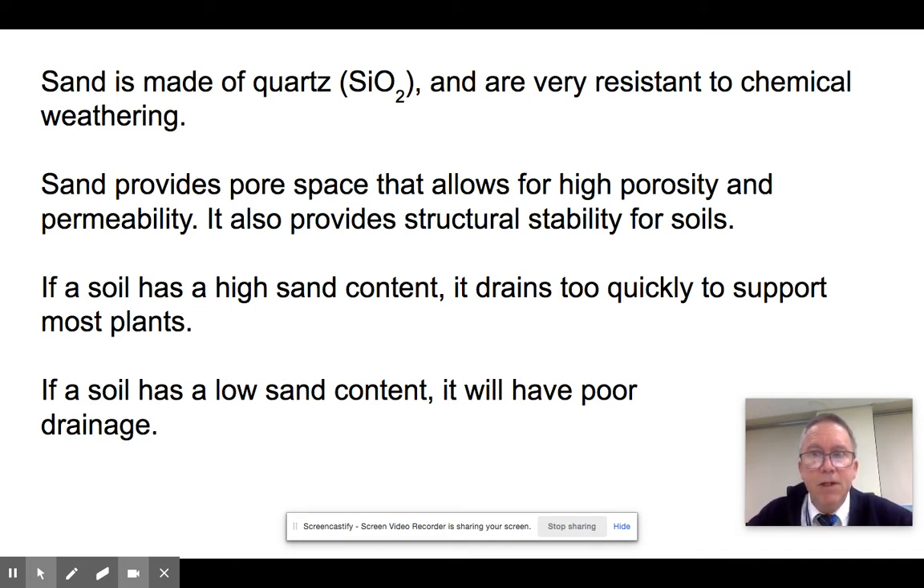That's part of rock material that just does not dissolve. It doesn't break up very well. Now, sand provides lots of pore space. So if you ever poured water on the sand at a beach when you were a kid, it just goes right through there, right? There's high porosity, high permeability in sand. So that's one good thing.